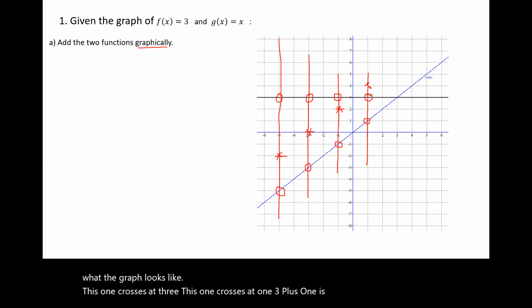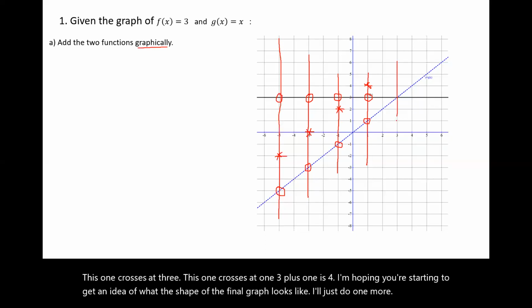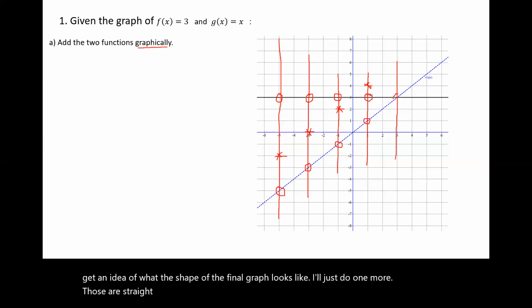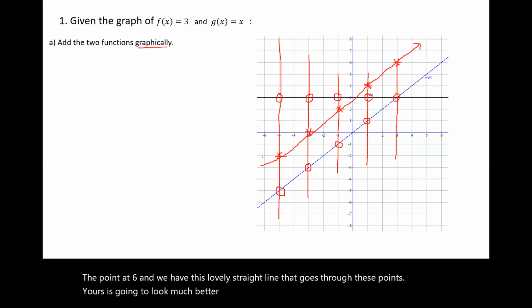I'm hoping you're starting to get an idea of what the shape of the final graph looks like. I'll just do one more. There's our straight line, crosses both of them at 3. That's interesting. So that'll give us a point at 6, and we have this lovely straight line that goes through these points. Yours is going to look much better than mine.